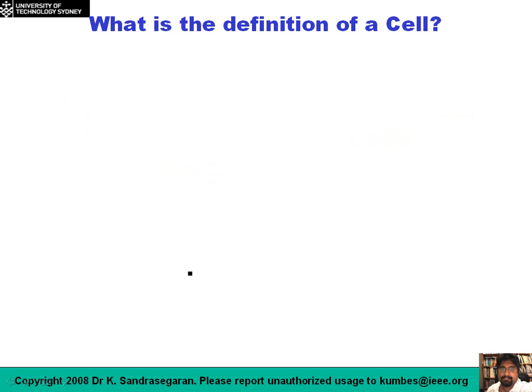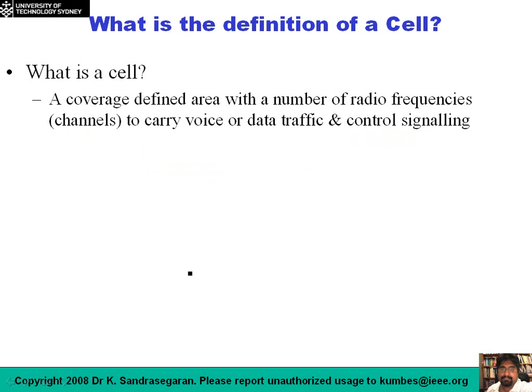So if we go further and try to define what a cell is, there are many definitions that you can find in textbooks, but one definition is a defined coverage area within which a number of radio frequencies is used.